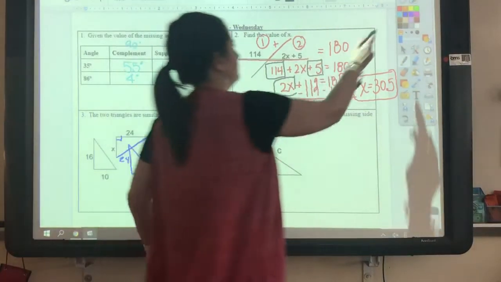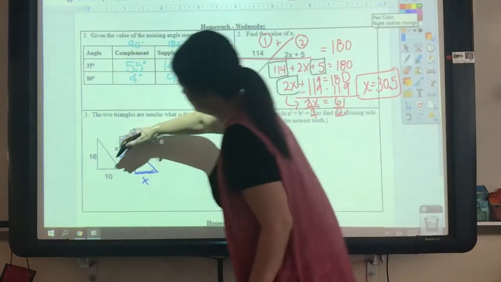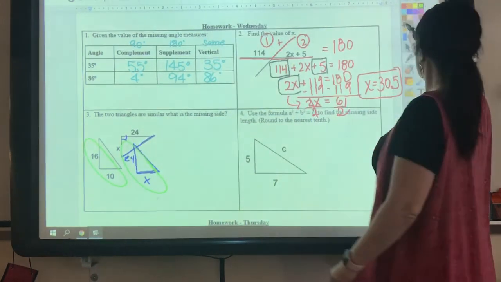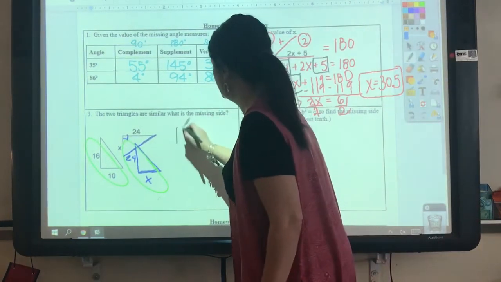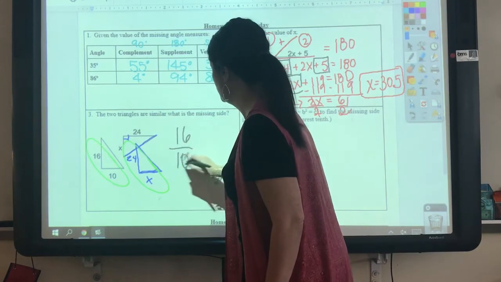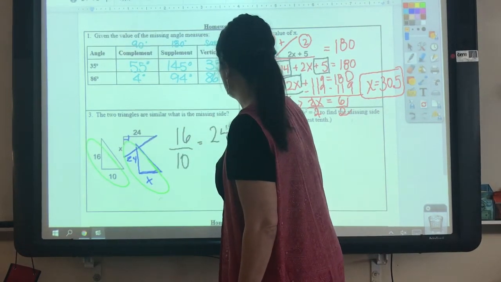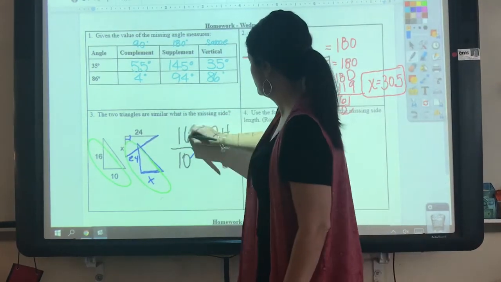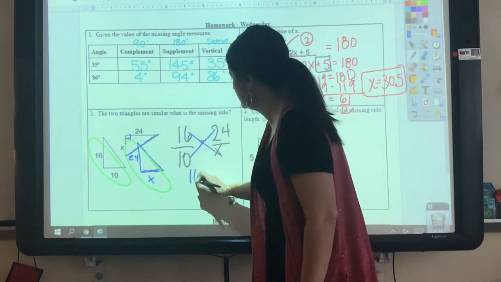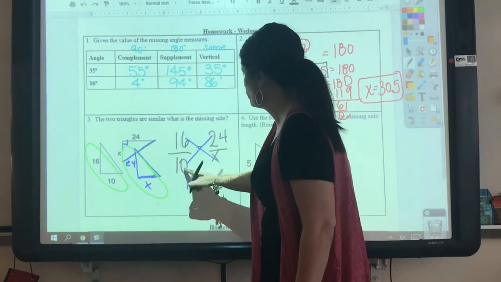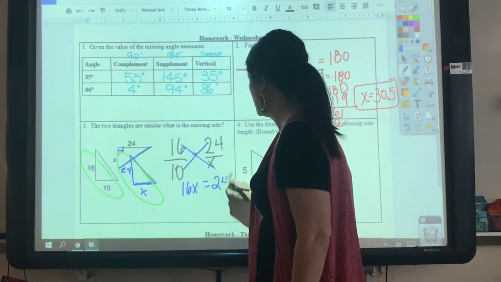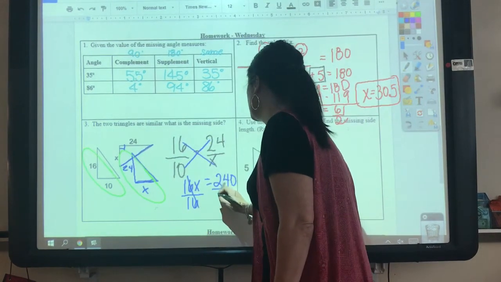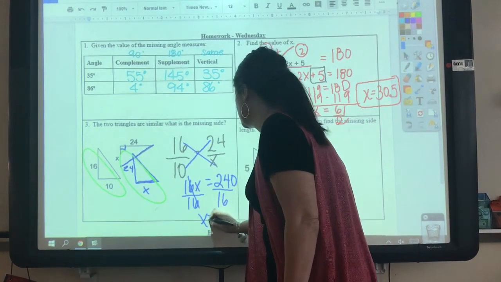Going ahead and using my little trick here, I like to circle the sides that I'm comparing to create the fraction. And in this case, I have 16 over 10 is equal to 24 over x. I'm going to cross multiply. 16 times x is 16x. 24 times 10 is 240. I'm going to divide both sides by 16, and when I do that, I get a value of x is 15.